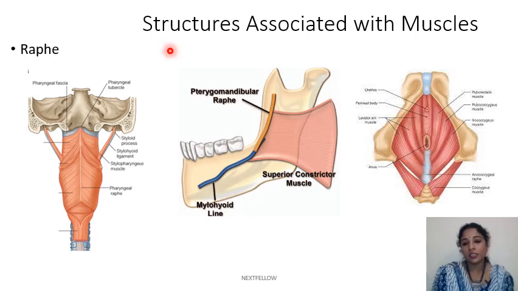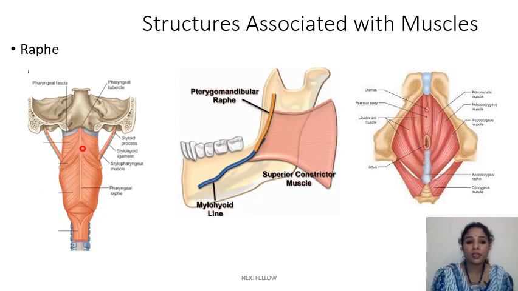Next, we shall look upon the structures which are associated with these muscles. So the first thing I am going to discuss is the raphe. Raphe is usually the midline fusion or the union of symmetrical structures by a fibrous or tendinous band in the midline. For example, pharyngeal raphe and pterygomandibular raphe.